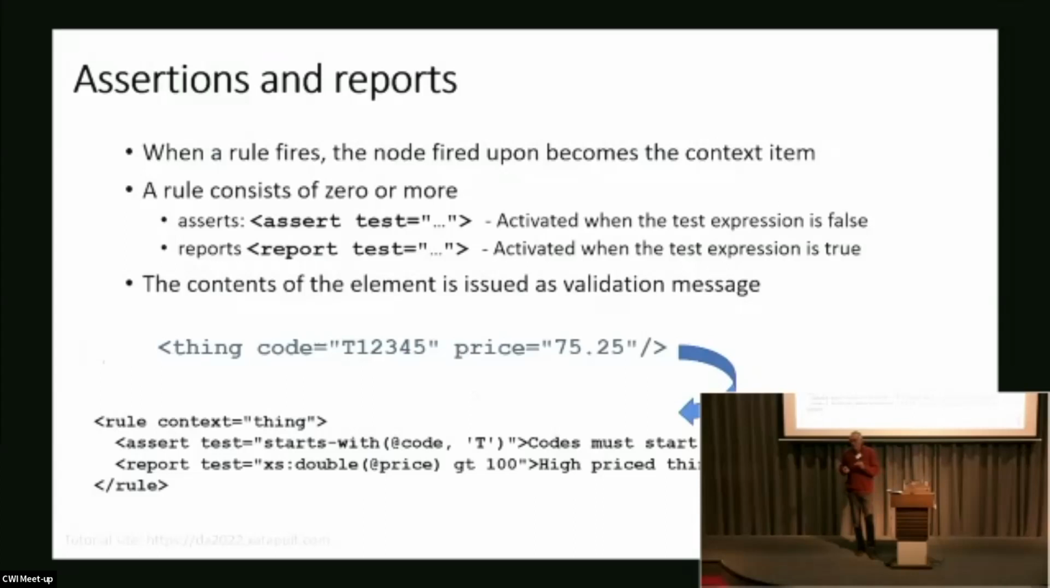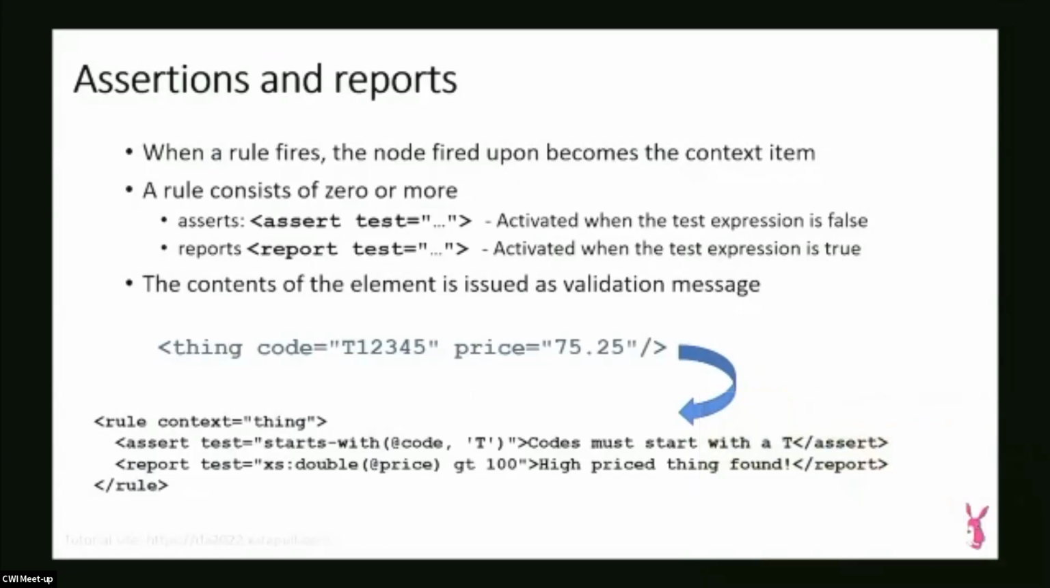Inside a rule are assertions and reports. The first thing that happens when a rule fires is that the node it fired upon will become the context item, right? Like in XSLT, you have a context item, which you can address with the dot operator. So that will become the context item. And then a rule consists of 0 or more assertions with a test expression on it, and an assertion will fire when the test expression is false, when the assert fails, and a report will fire when the test expression is true. So that's the whole idea.